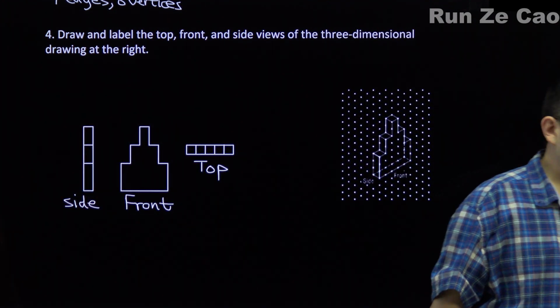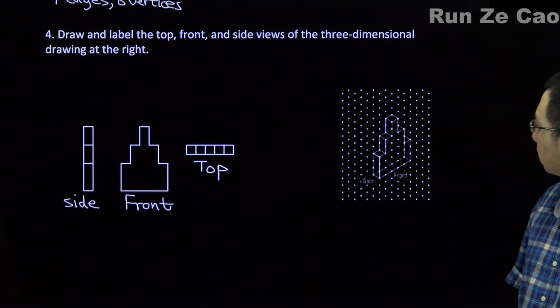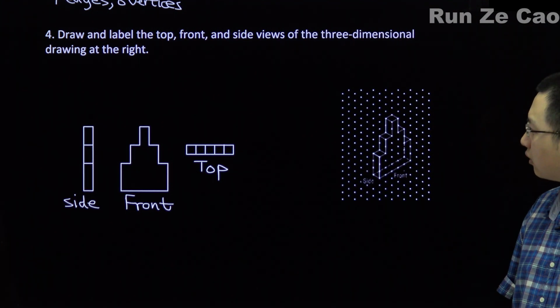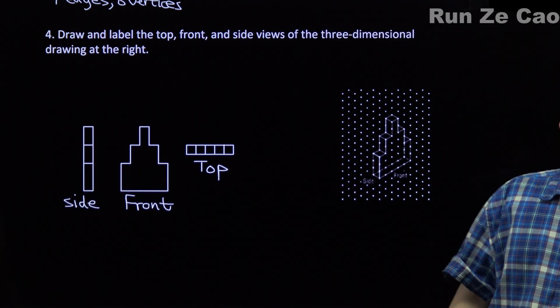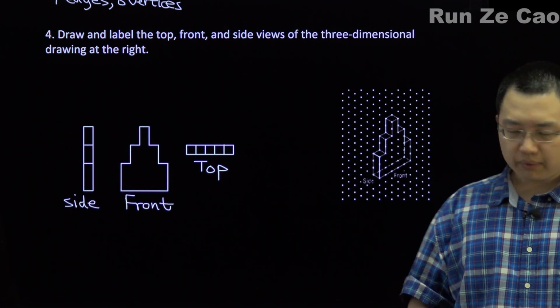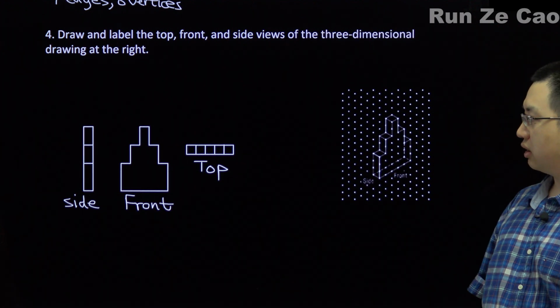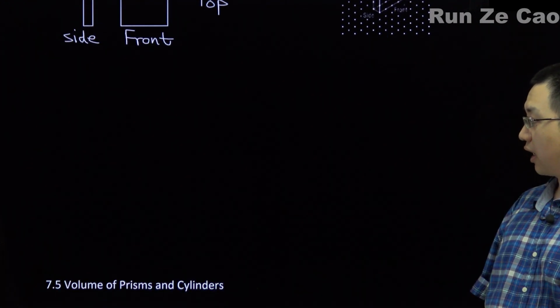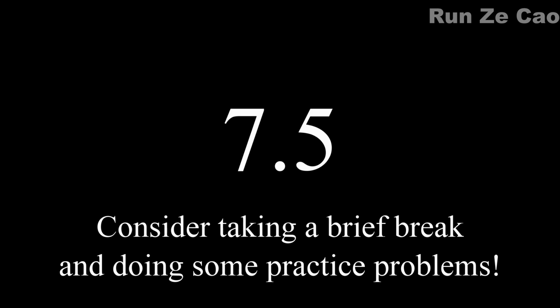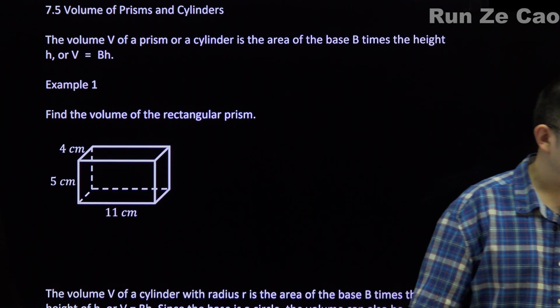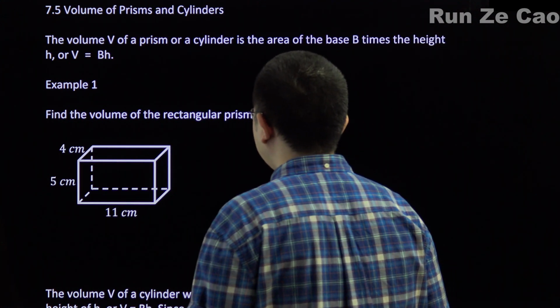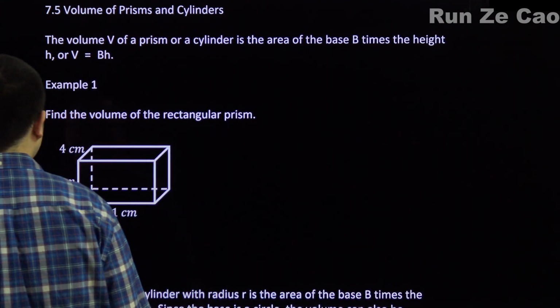Isometric grid paper is something you probably used before to draw diagrams. So you've probably done this sort of thing before. Just a reminder that you're still expected to be capable of it. Now the volume of any prism or cylinder is the area of the base times the height.